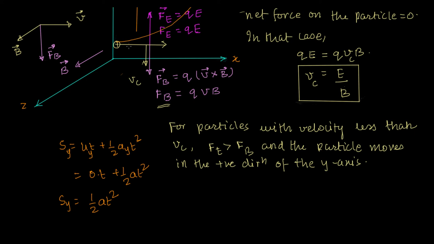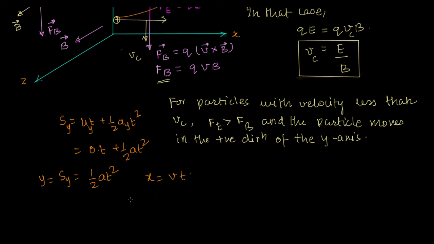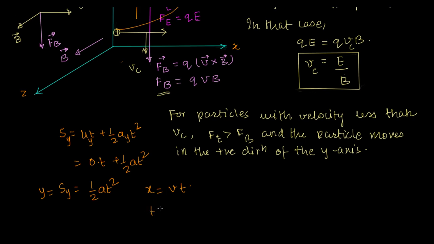And this component remains the same, the x component, right? You understand? This component is still the same. So what I call here as sy is nothing but y. And what is my x? X is equal to vt. If you eliminate t between them, t is equal to x by v. So y is equal to half a into x square upon v square.